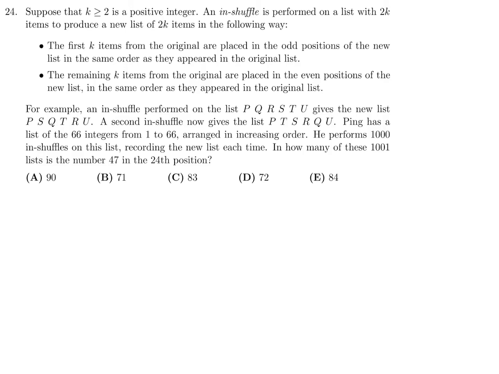Suppose that k greater than or equal to 2 is a positive integer. An in-shuffle is performed on a list with 2k items to produce a new list of 2k items in the following way. The first k items from the original are placed in the odd positions of the new list in the same order as they appeared in the original list. The remaining k items from the original are placed in the even positions of the new list in the same order as they appeared in the original list.